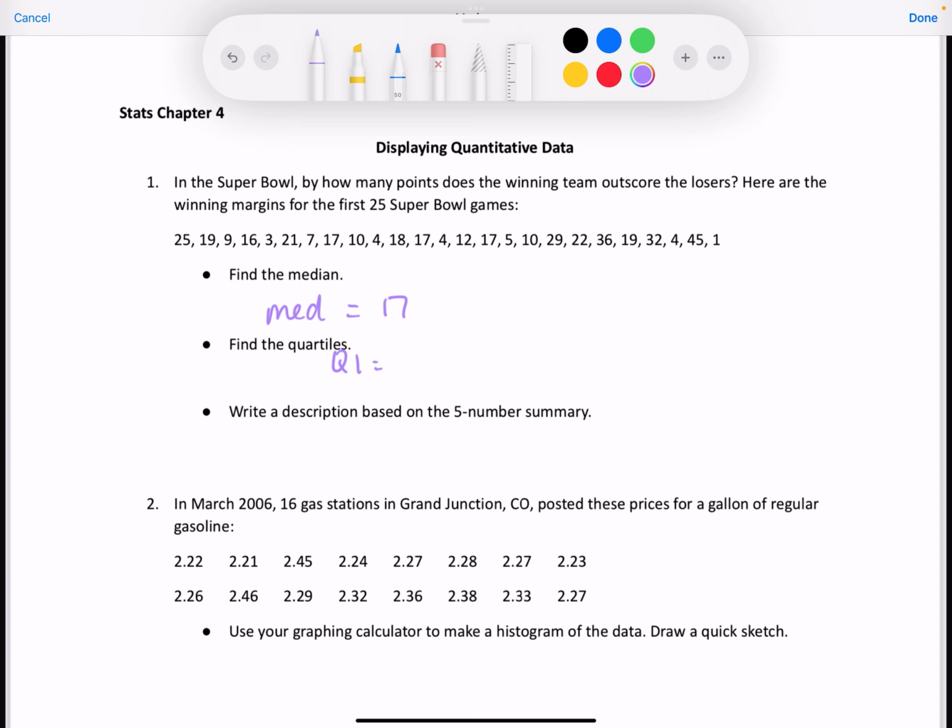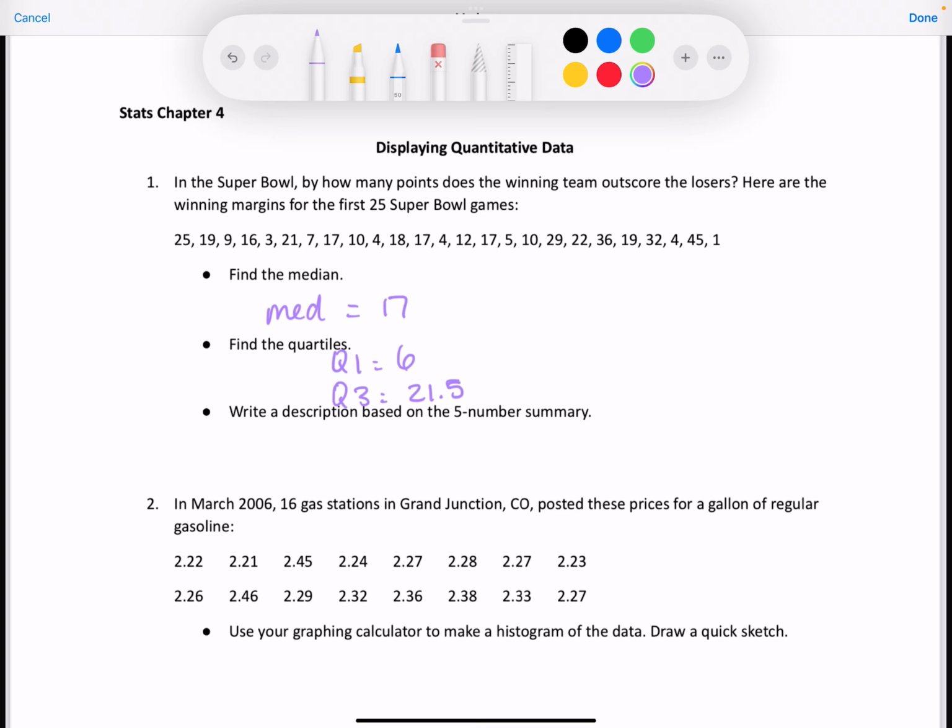Q1 is what? 6. And Q3? 20.5. 21.5. What are they? Wait, I got 20. I got 21.5. It should be 21.5. Did you forget a number? So you must have a number in there wrong. How many numbers? It's 25. Let me go back and check. Here it is. Let's see.